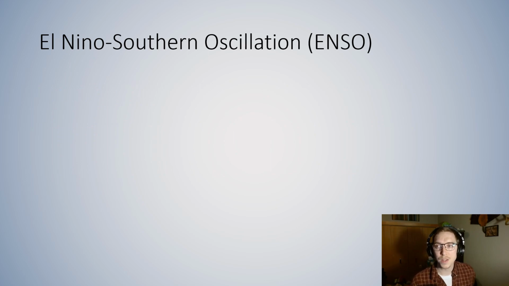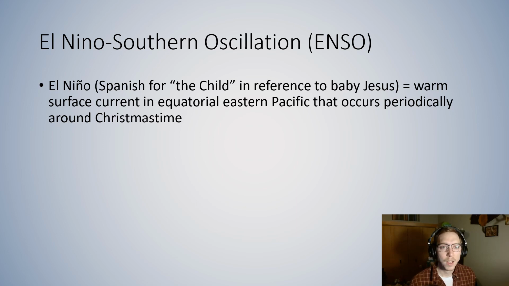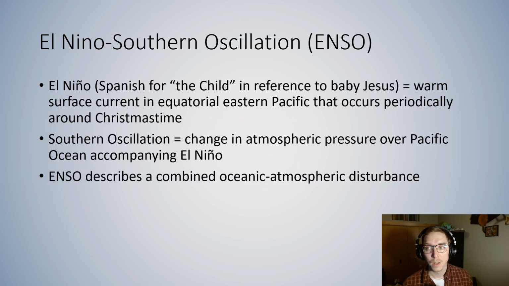El Niño-Southern Oscillation, or ENSO, derives itself from the Spanish word for the child. El Niño is actually a reference to the Child, capital C, in reference to baby Jesus. So basically it equals warm surface currents in equatorial eastern Pacific waters that occur periodically around Christmas time, hence the name. Southern Oscillation means a change in atmospheric pressure over the Pacific that accompanies an El Niño event. ENSO describes a combined oceanic and atmospheric disturbance cycle.